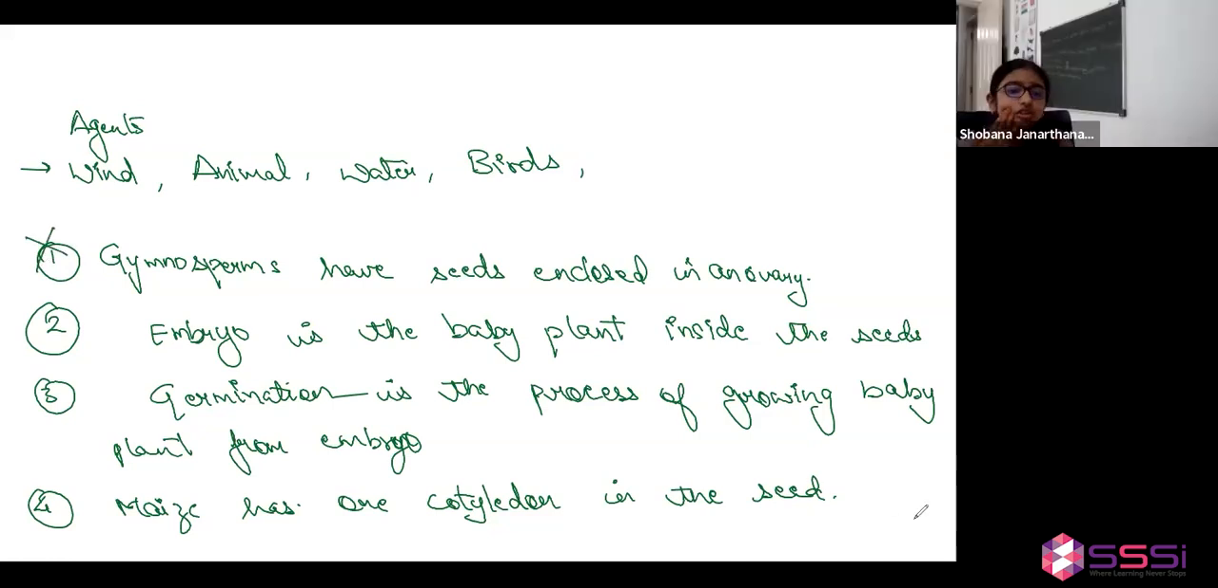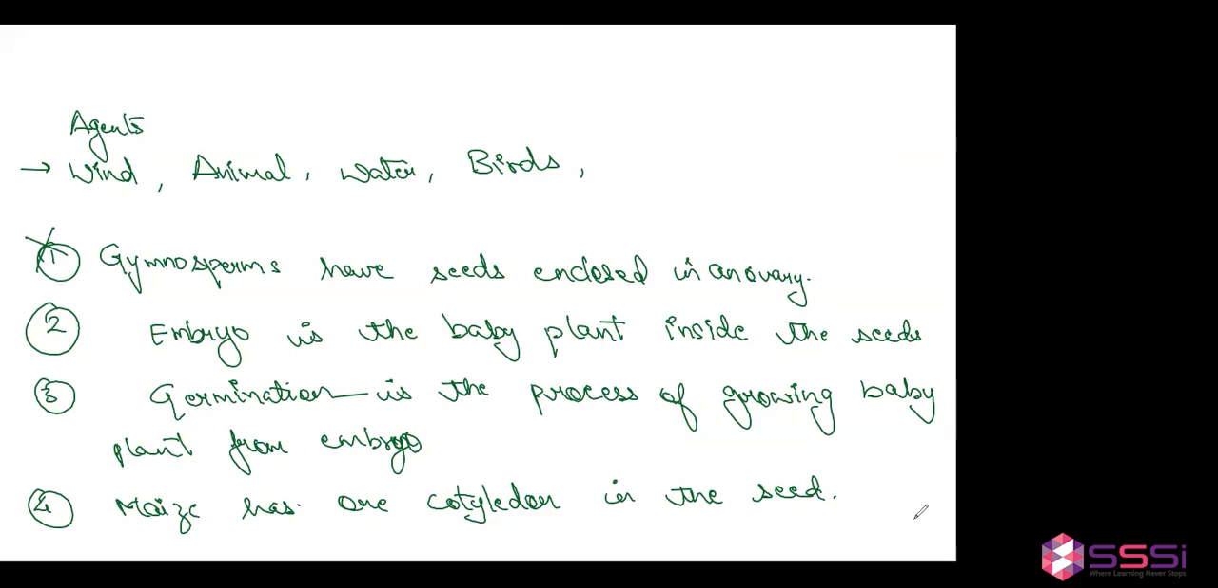Yes, ma'am. So maize has only one cotyledon in its seed. Yes, that is right. It's a monocot. One cotyledon means monocot, right? Maize is an example of a monocot. We studied yesterday that a dicot has two cotyledons.